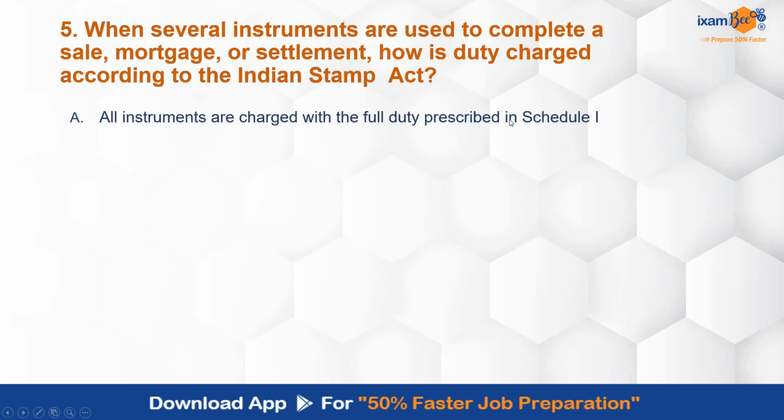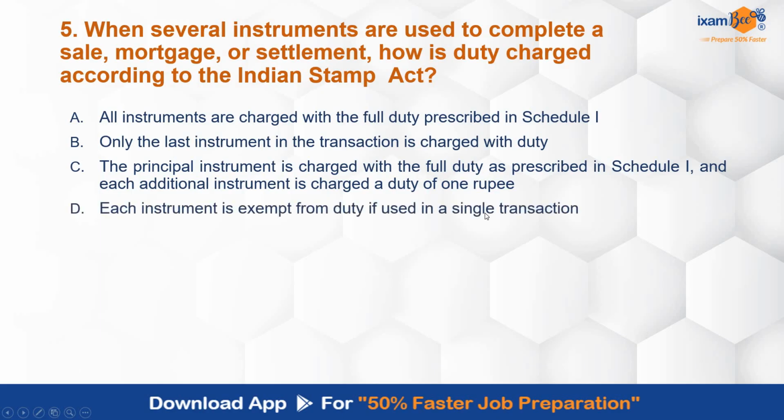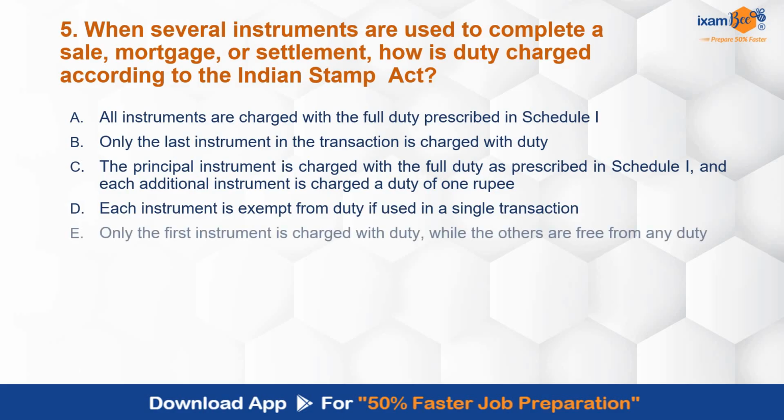All instruments are charged with the full duty prescribed in Schedule 1. Only the last instrument in the transaction is charged with duty. Principal instrument is charged with the full duty as prescribed in Schedule 1 and each additional instrument is charged a duty of 1 rupee. Each instrument is exempted from duty if used in a single transaction. Only the first instrument is charged with duty while the others are free from any duty.